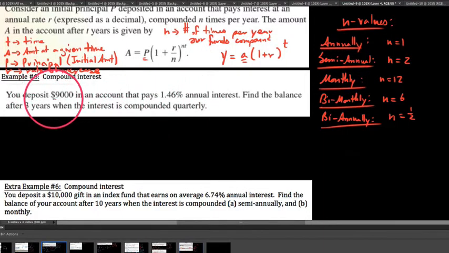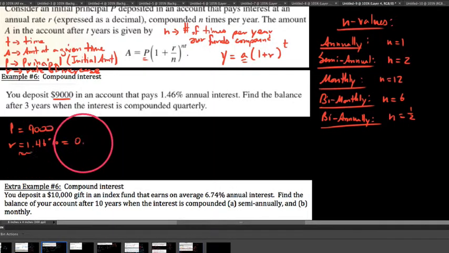So let's go ahead and underline a few things here. First things first, our P value, our initial investment, is $9,000, and our rate here is 1.46%. One thing I'm going to do with the rate is move that decimal back twice, and we're going to call this 0.0146 our rate. So I'll put a box around these right here.